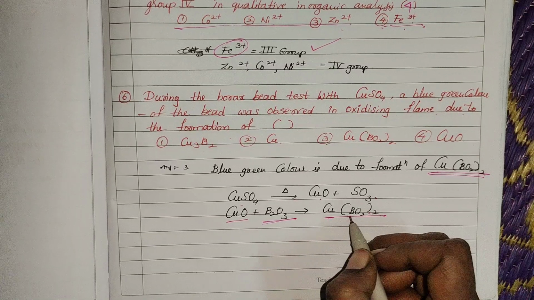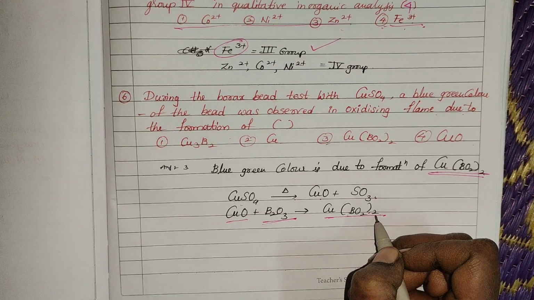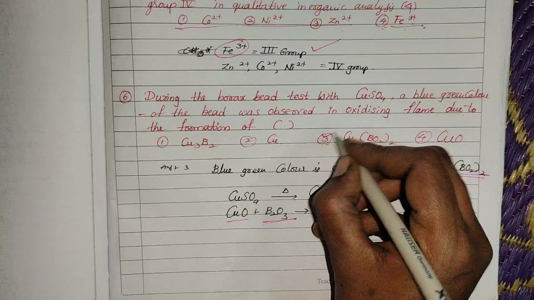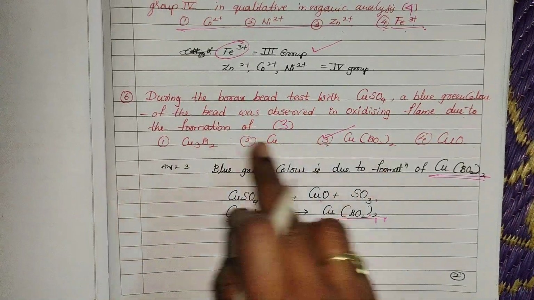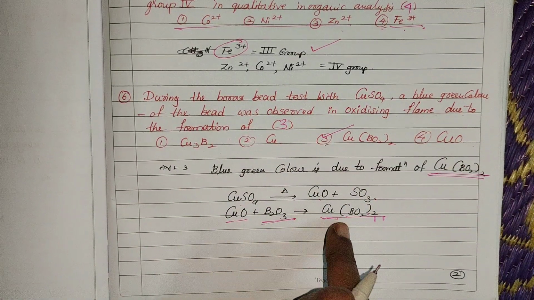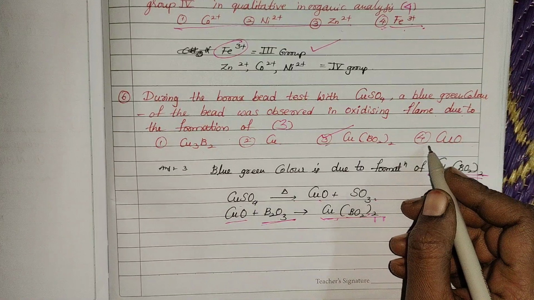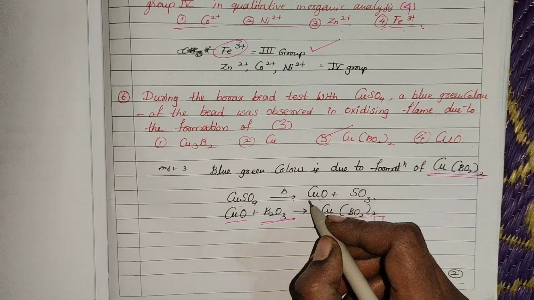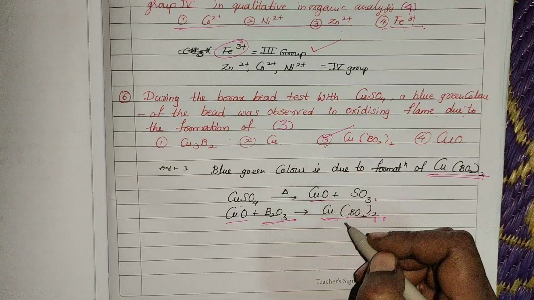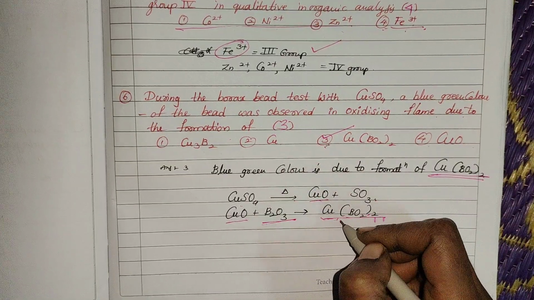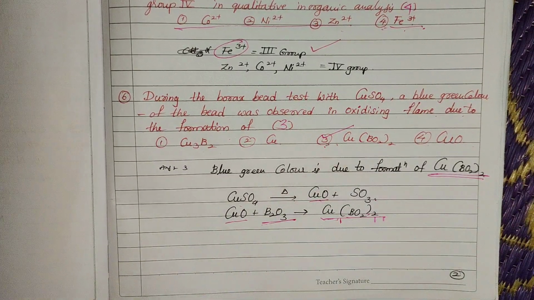Okay, boron trioxide, and this is the copper. What is the answer? It is 3. The remaining are not formed. Final check. Not this one. Most of the students select option 4, but here copper oxide is already there. Not like that. Final reaction, this is the final product. So that is why the third option is right.